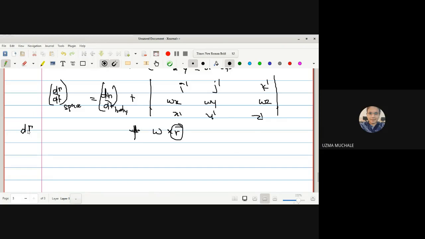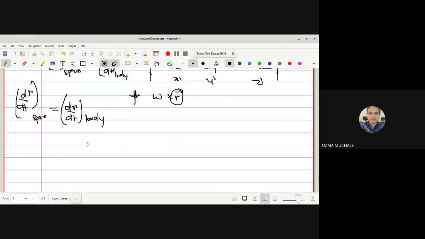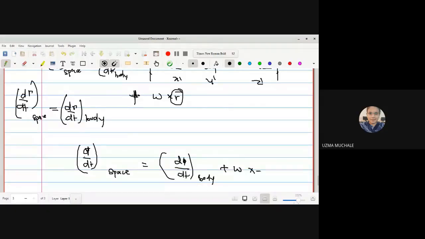Let me write down once again so that you can understand it. dr by dt in the space set of axes is equal to dr by dt in the body set of axes plus W cross r. Now this r is any position vector, so we can eliminate this r and hence we can write it as d by dt in the space set of axes is equal to d by dt in the body set of axes plus w cross.